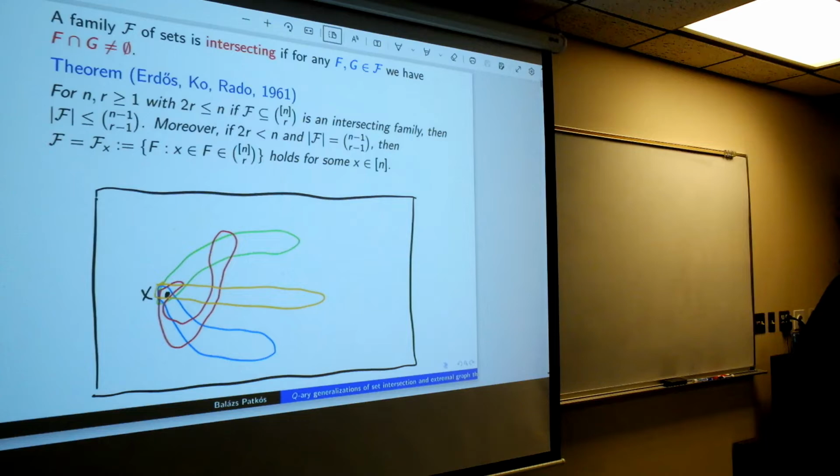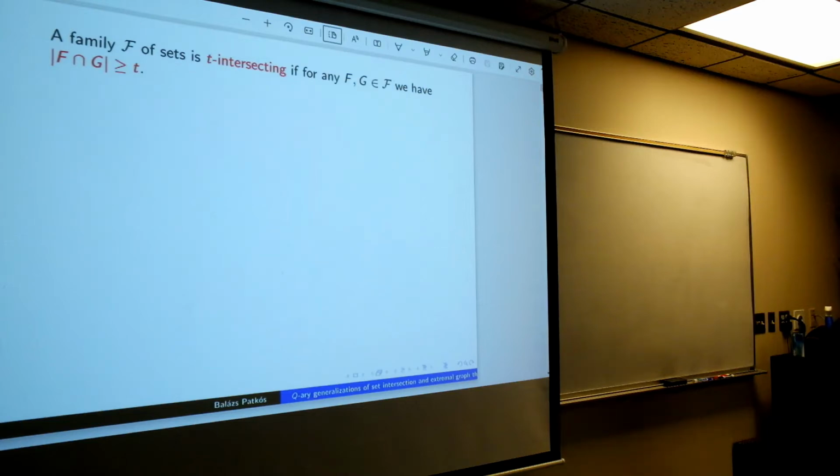And this family has size n minus 1 choose r minus 1, and the theorem states that you cannot do any better. And actually, if n is strictly larger than 2r, then this is the only way you can achieve this size. Of course, x can vary, but the so-called stars are the only intersecting families that achieve this bound.